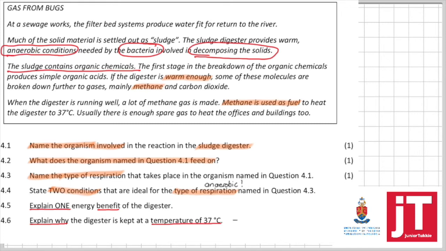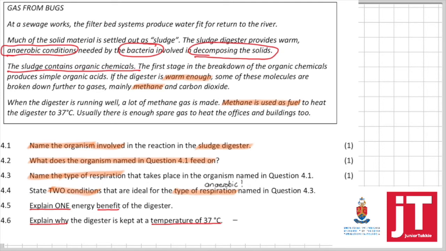Why is 37 degrees Celsius the optimum temperature? Because this is the temperature that the bacteria function optimally at in their role in the sludge digester. In other words, for the decomposition of those organic chemicals, the production of this methane and carbon dioxide. Carbon dioxide is not so important for us. It's actually one of those byproducts that are not so great for the environment, but the methane gas can be used as a fuel, and there's the benefit.